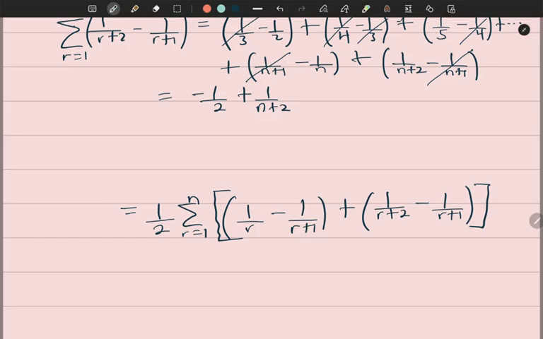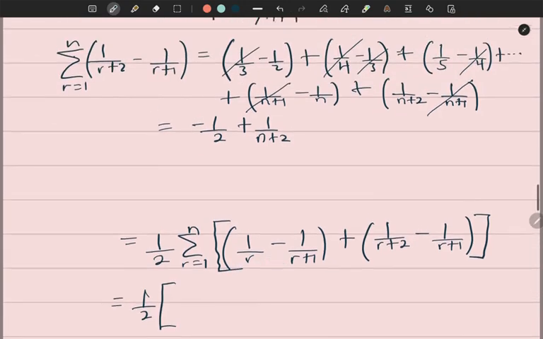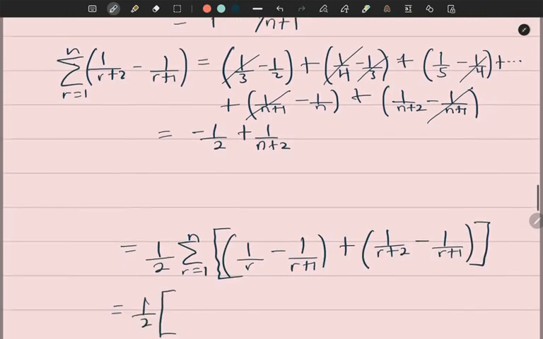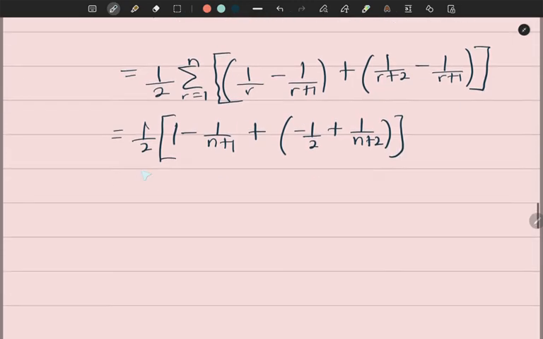Now we make the substitution for the results we obtained. The first one, we have 1 over 2 in bracket of the whole of this here. We obtained that to be 1 minus 1 over n plus 1. Then the second one is minus 1 over 2 plus 1 over n plus 2. Is that clear? So this is 1 over 2 times 1 minus 1 over n plus 1 minus 1 over 2 plus 1 over n plus 2.